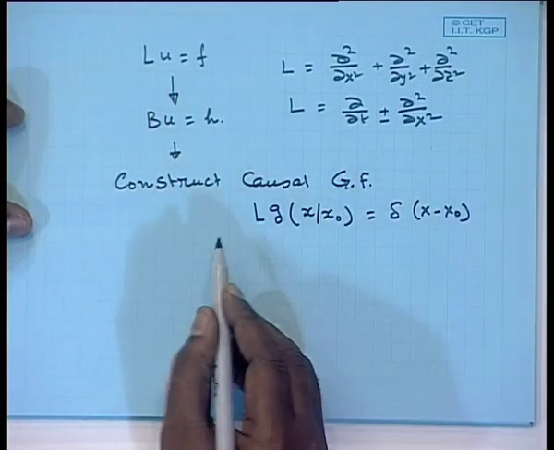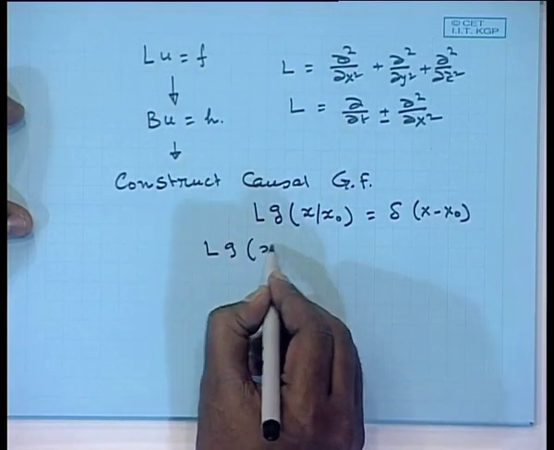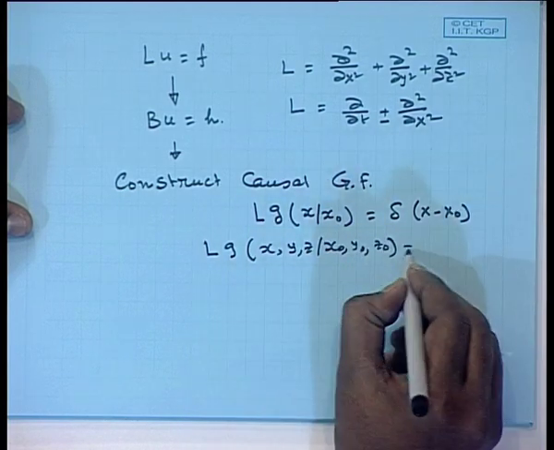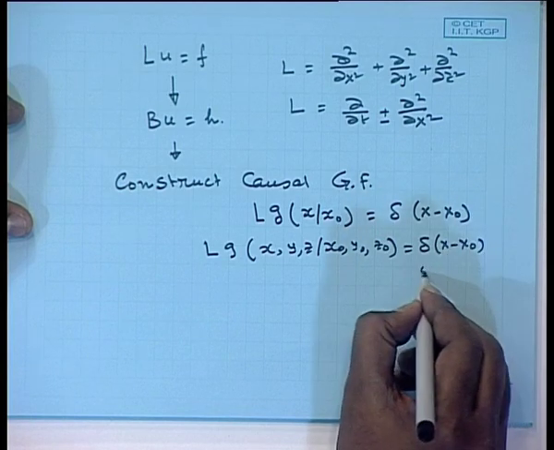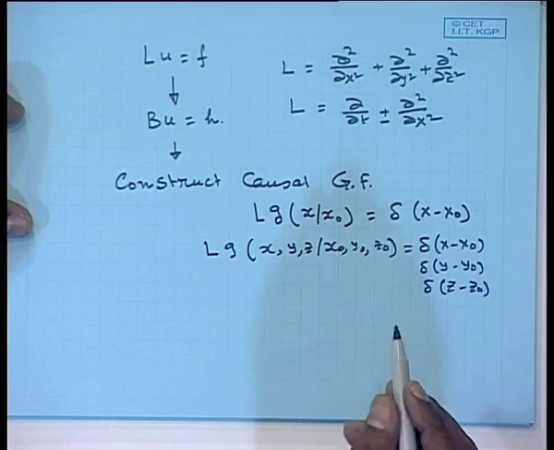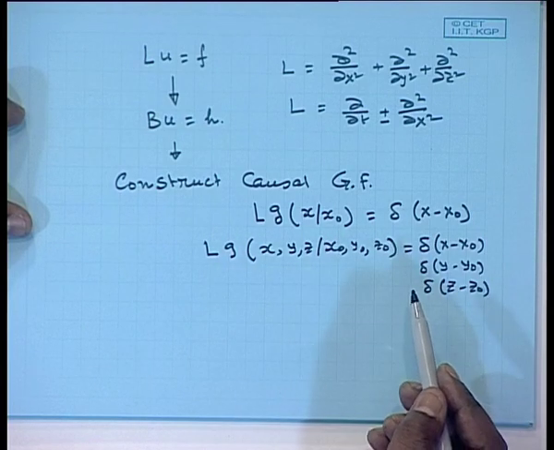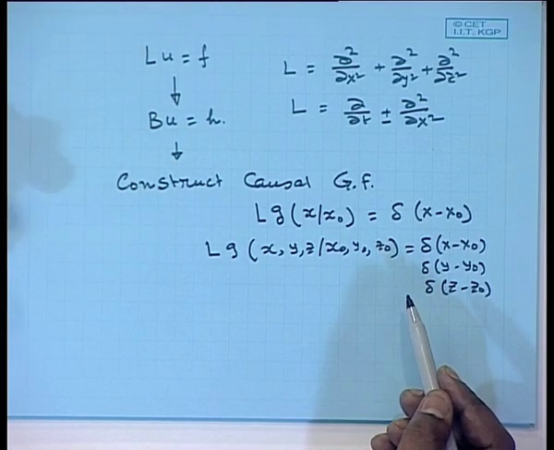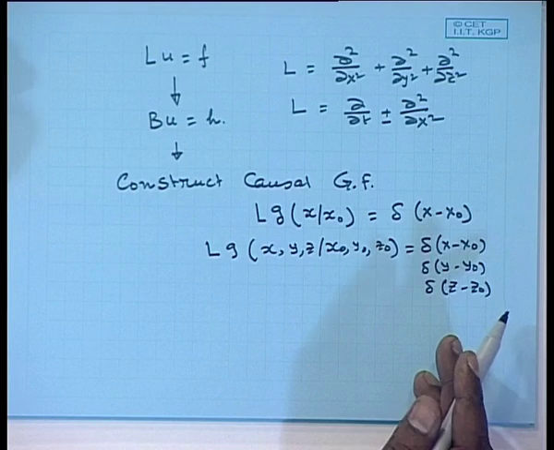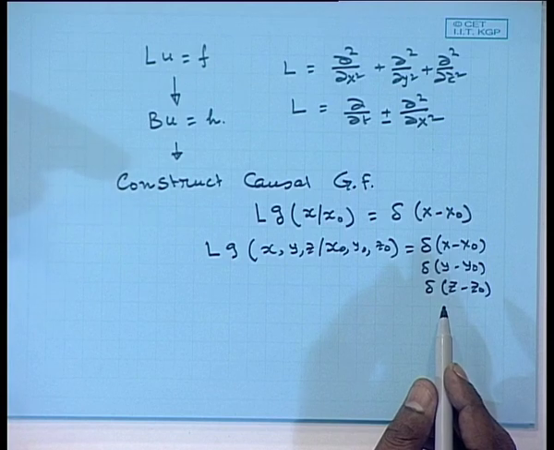For a multi-dimensional problem in space x, y, z, the construction of the causal Green's function will be L g of x, y, z by x naught, y naught, z naught equal to delta x minus x naught, delta y minus y naught, delta z minus z naught. Since you are looking into the step response of Green's function in the overall solution and trying to interpret its effect on the overall non-homogeneity distributed uniformly throughout the whole volume of the system, you will be forcing all the boundary non-homogeneities, even on the boundary of the Green's function, to vanish.